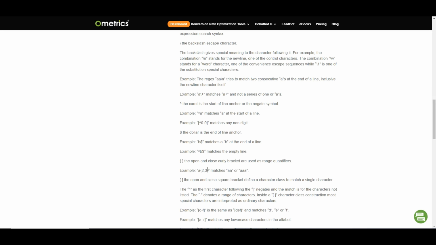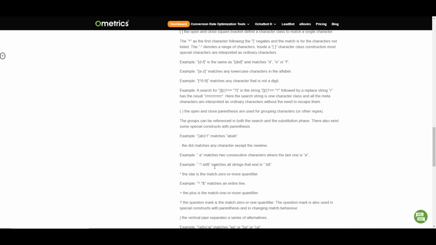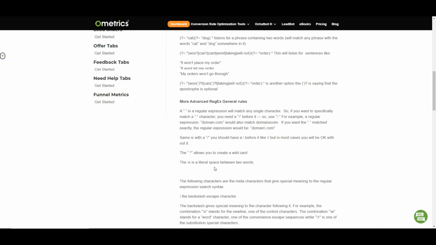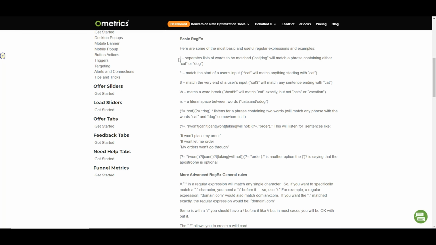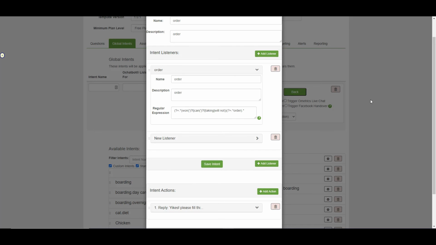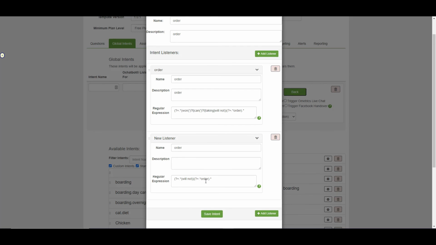There are a number of other regex examples, as you can see. And these get really specific to the exact case that you're trying to define. But as I was saying earlier, the most common ones are your pipe, your exact /b, word break it's called, and using this type of phrase to capture multiple words in a sentence. One other way of simplifying your regex is, instead of writing complex regex like this, you can have multiple listeners in the same intent with simplified versions. So instead of writing all this out, I could just do will not, I could have another one for won't, and now it's much simpler.